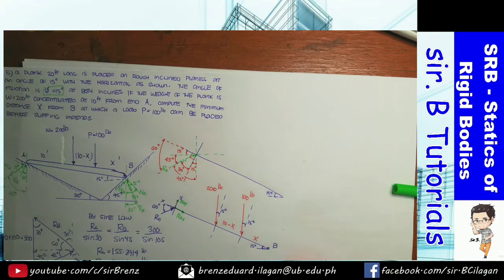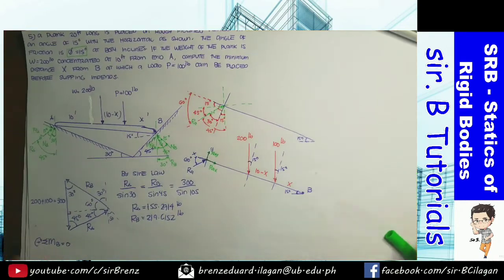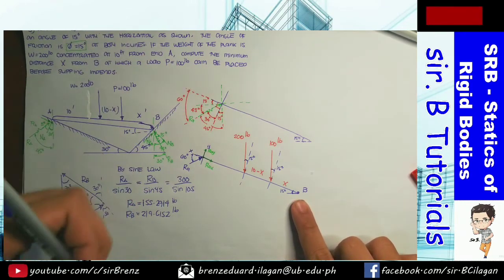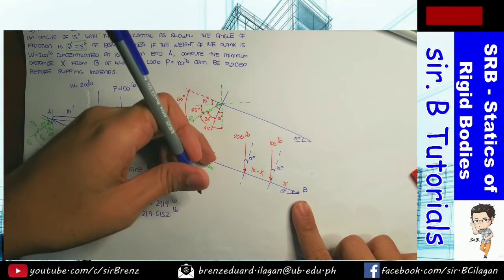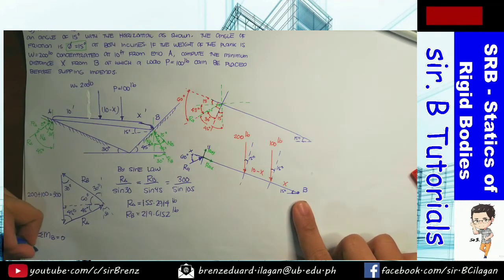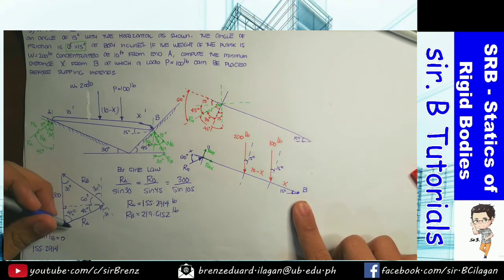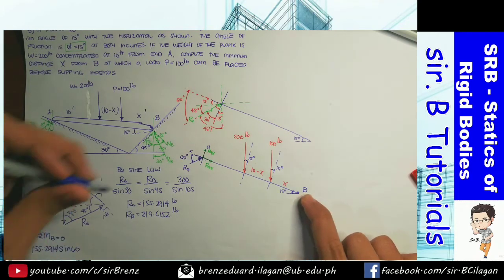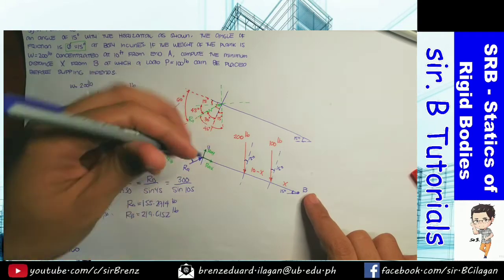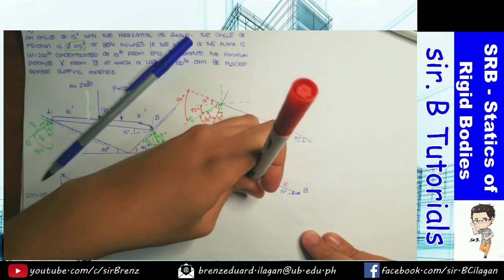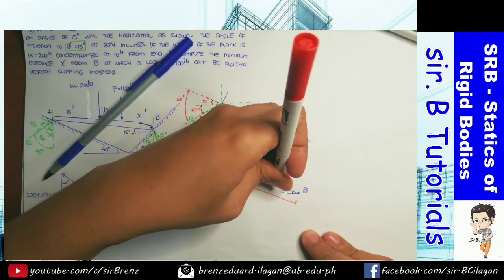Ayan. So, I think pwede na tayo mag-moment. Moment tayo kay point B. So, assuming clockwise direction as positive. So, we have RAY. So, to solve for RAY, again, that is RA. Kung saan yung RA mo is 155.2914 sine of 60. And then multiply by the distance. So, ano ang haba nito? So, yung kabuuan niya again is a span of 20 feet.